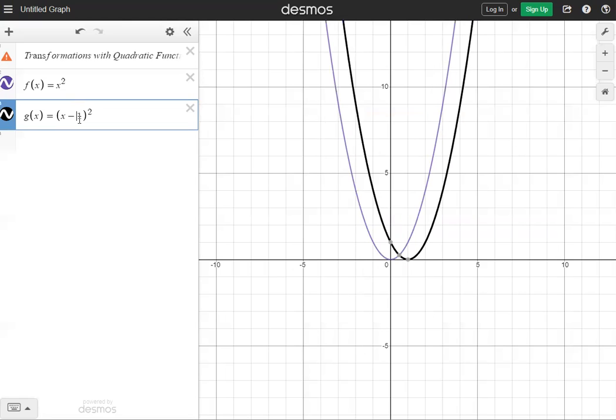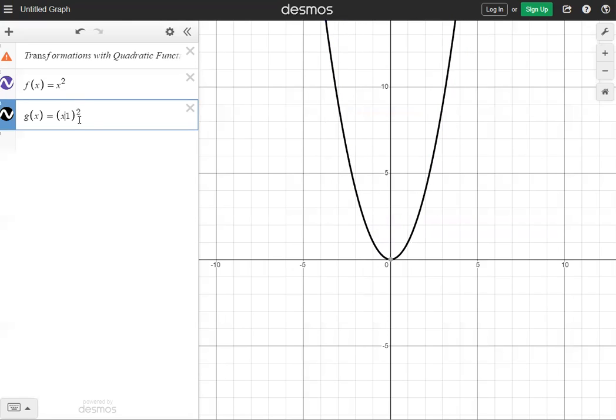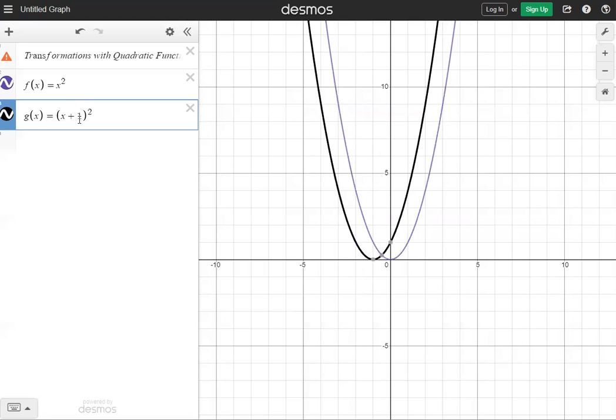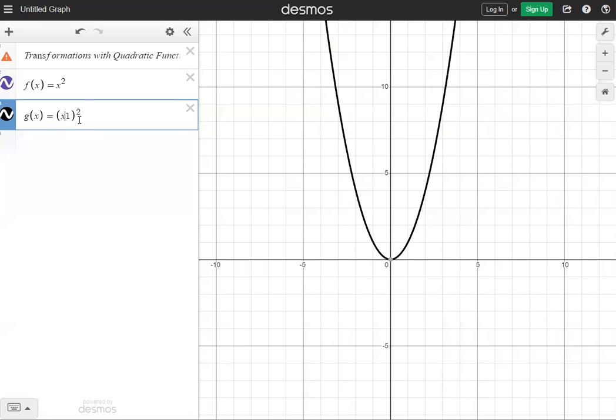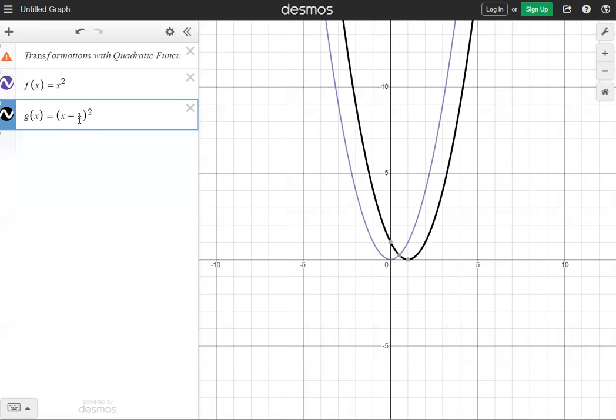So it's really interesting to learn how to move left and right. And I run into some students who think that if you add on the inside, you actually move to the right. But that is not the case because, as you can see, if you add 1 on the inside, you move to the left. And if you subtract 1 on the inside, you move to the right. So that's the difference between left and right. Left is adding, and going to the right means you are subtracting.